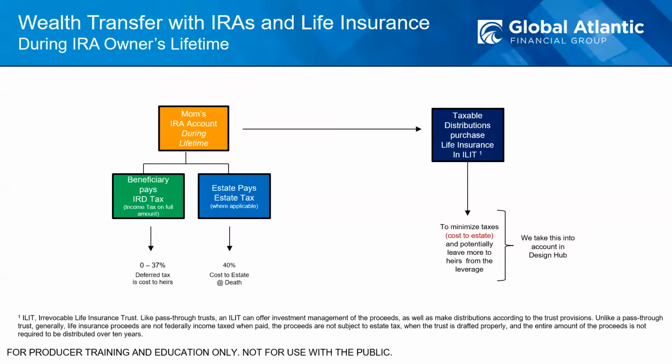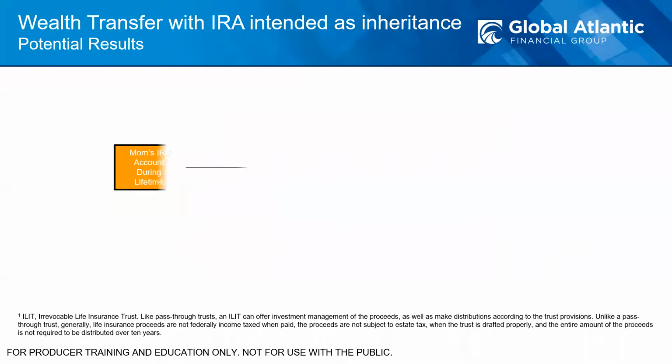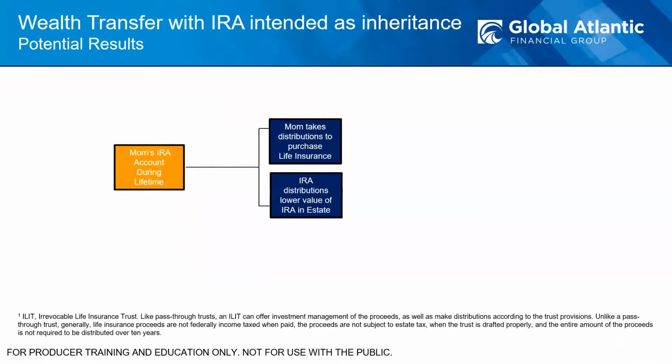We take this into account in our new Design Hub tool that Kyle and Brad mentioned. Design Hub is a proprietary software program where we show these numbers that I'm talking about on the following pages. You'll see some of the output. So mom has an IRA during her lifetime. She takes distributions and pays federal income taxes on them. Remember, IRAs grew tax deferred, so they've never been taxed. By making those tax payments today, that's actually a form of a gift she's making for her beneficiary tomorrow.